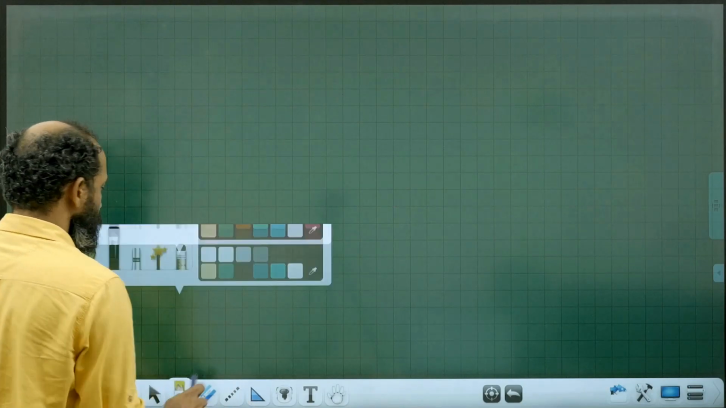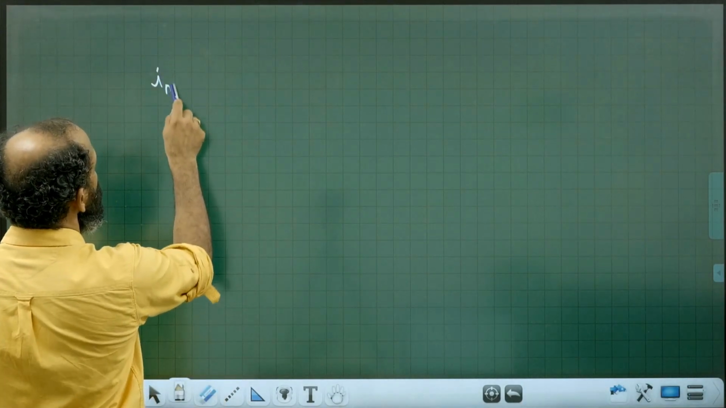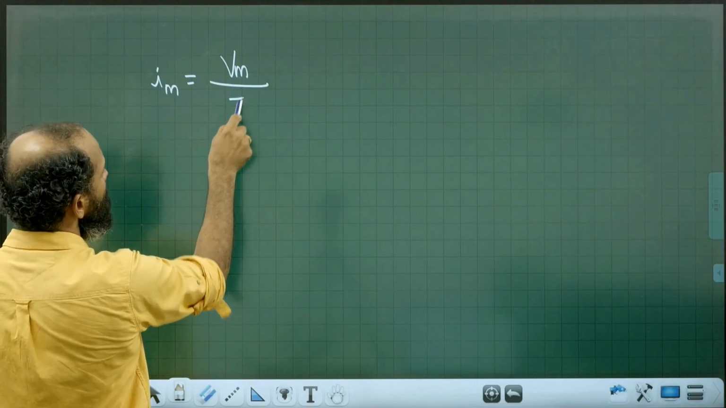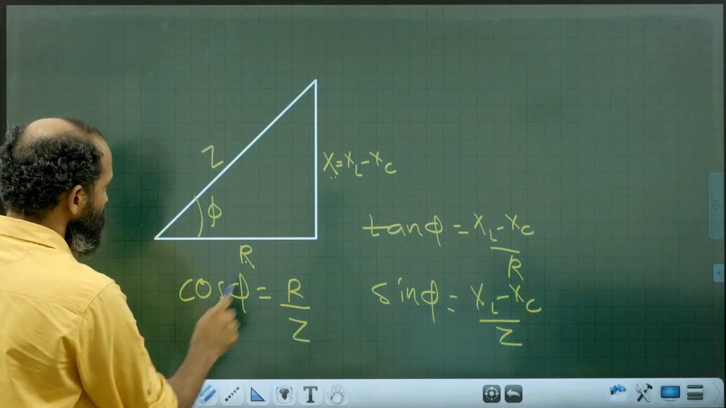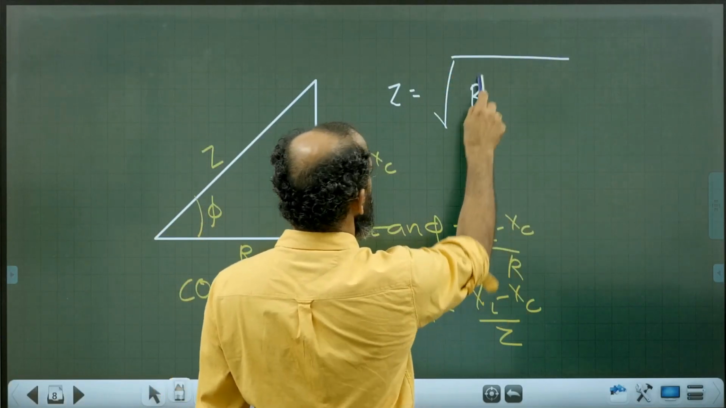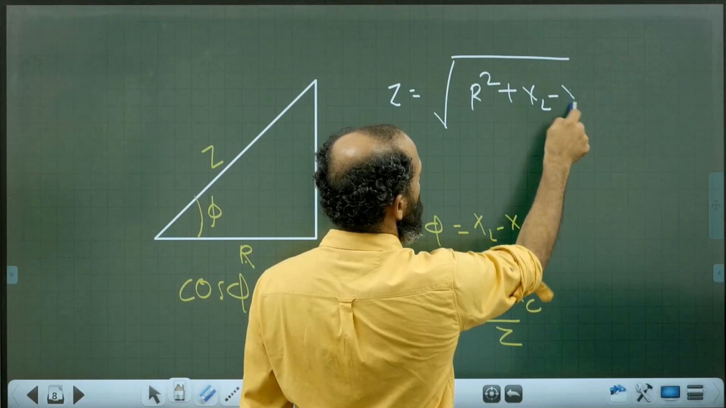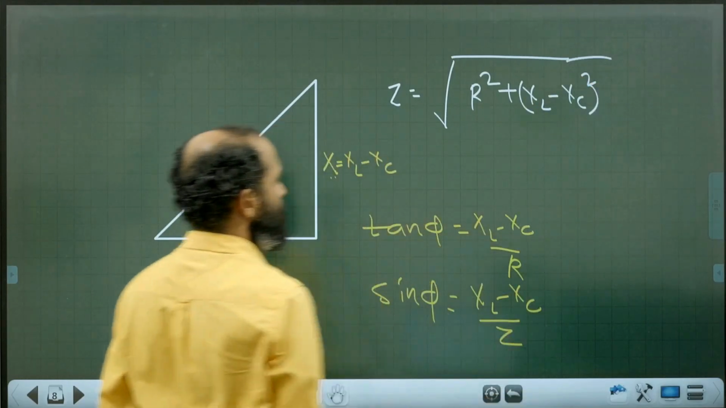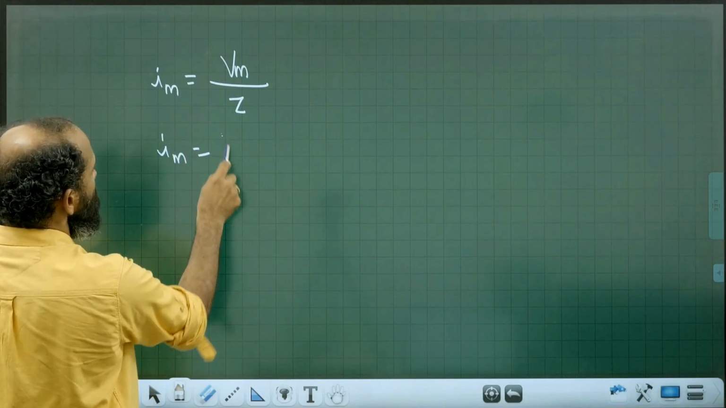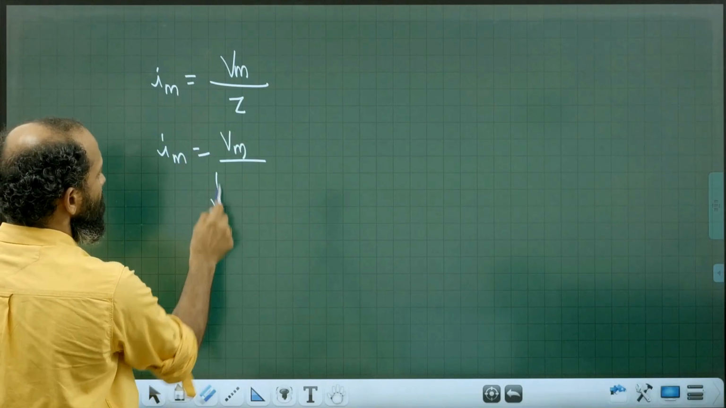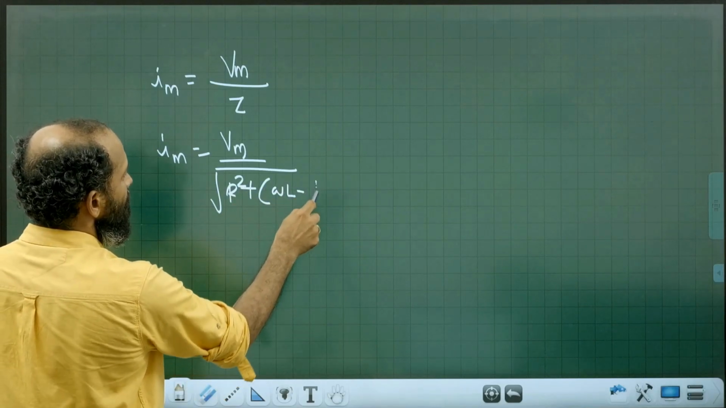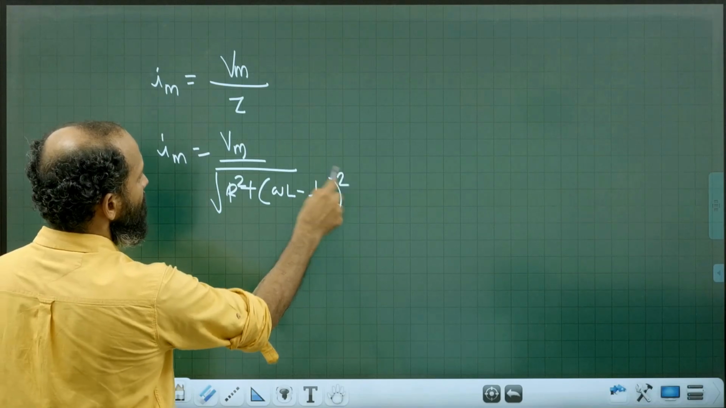Therefore, the circuit current has its amplitude. Current amplitude is equal to voltage amplitude divided by impedance. From this triangle you can write impedance as the square root of R square plus XL minus XC the whole square. That's a very important statement. That's why the current amplitude is given by Vm divided by the square root of R square plus omega L minus 1 by omega C the whole square.